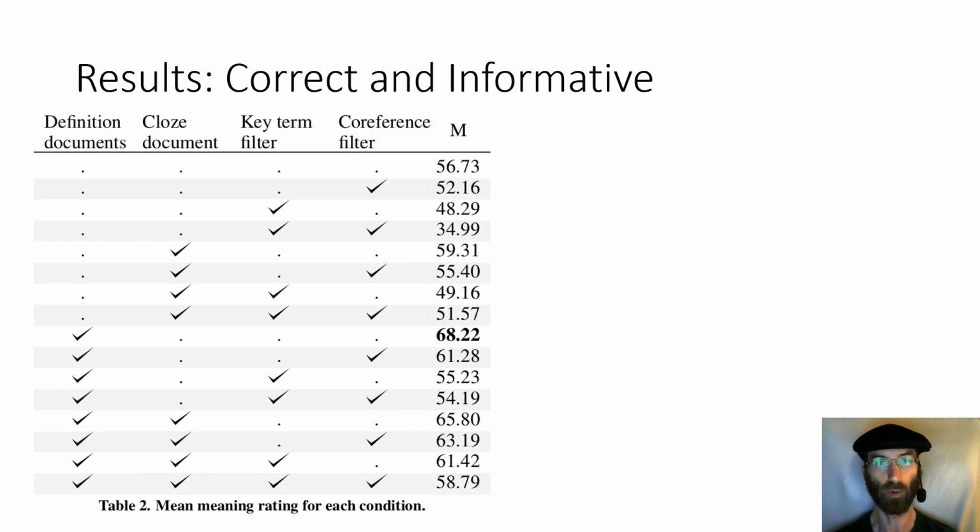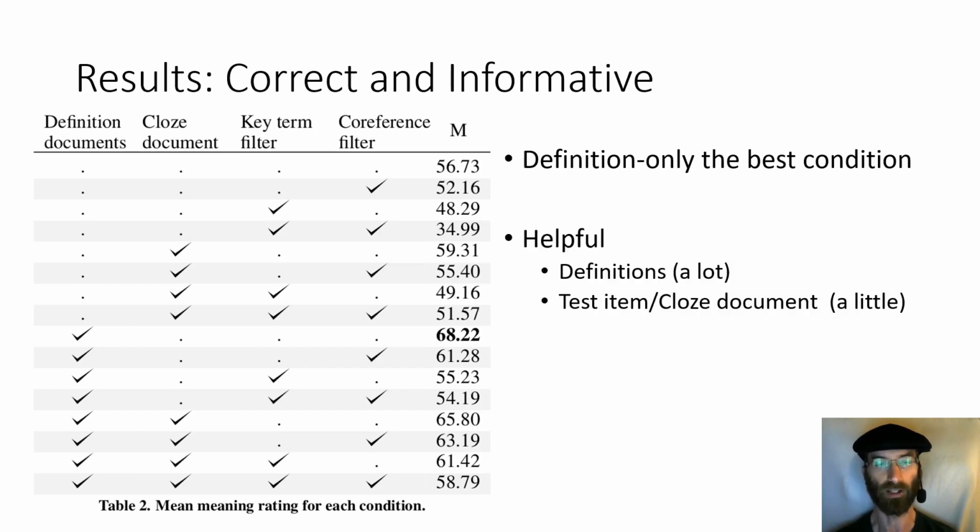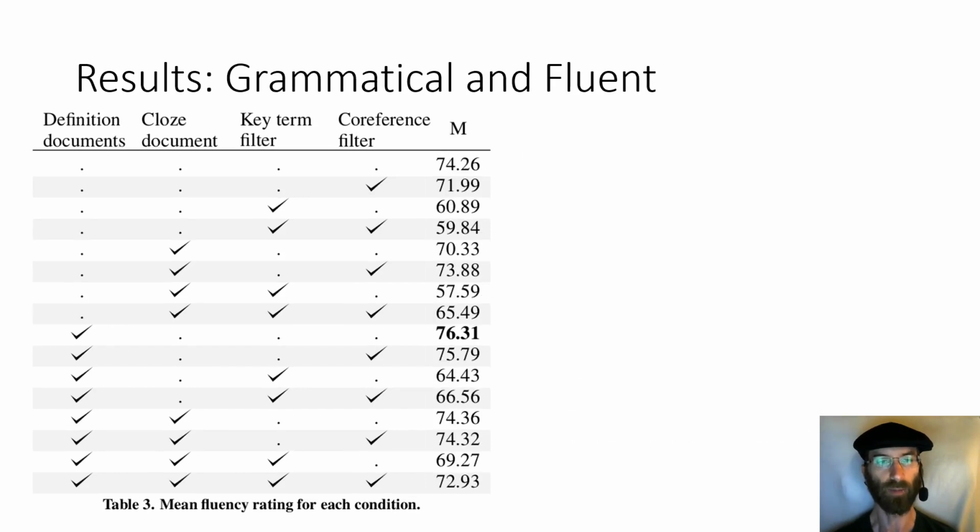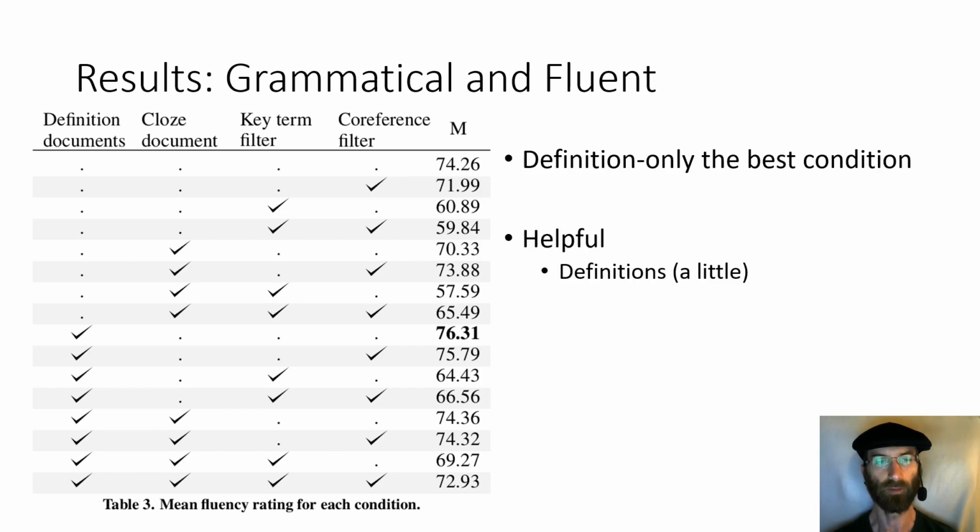For correct and informative ratings, we found that definition only was the best condition. We also found that both definitions and test item or closed item significantly improved ratings when they were included. But both filtering documents and answer sentences decreased ratings significantly. We saw a similar pattern for grammatical and fluent. Again, definition only was the best condition. We found that definition significantly improved ratings, but filtering documents significantly decreased ratings.